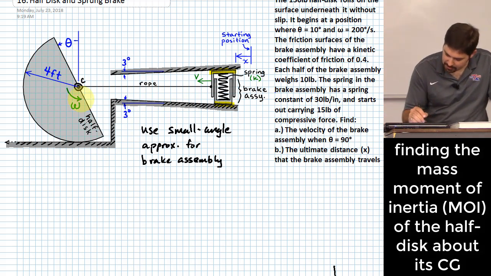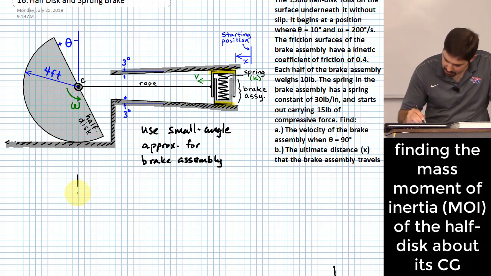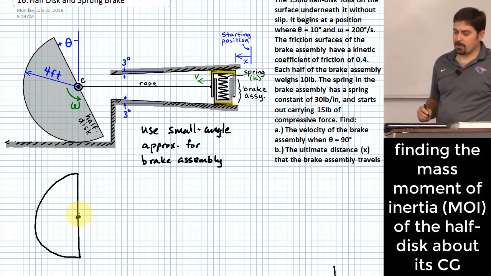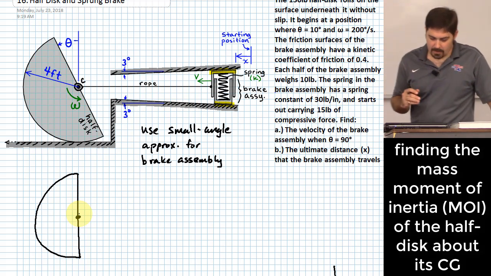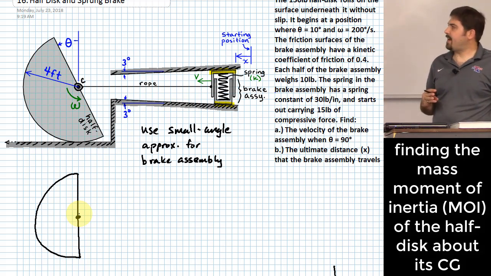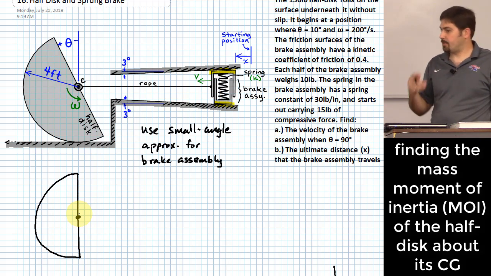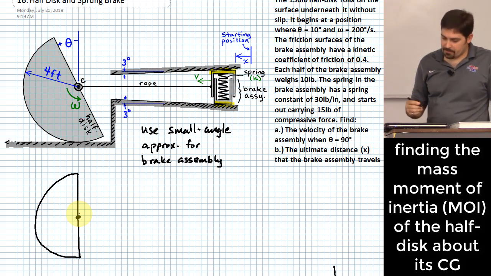So let me actually look at this little half disc. I'll just show it kind of straight up like this for right now. The parameter that I'm talking about is the moment of inertia. Now here's the thing. We need the moment of inertia for this half disc, and we actually need the moment of inertia about the center of gravity. Here's the reason for that.